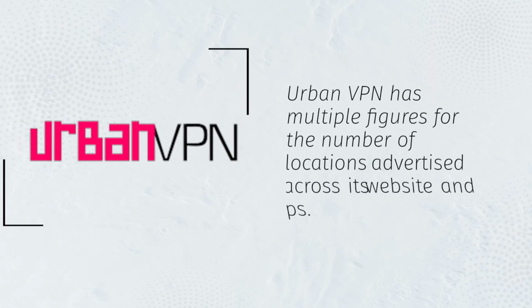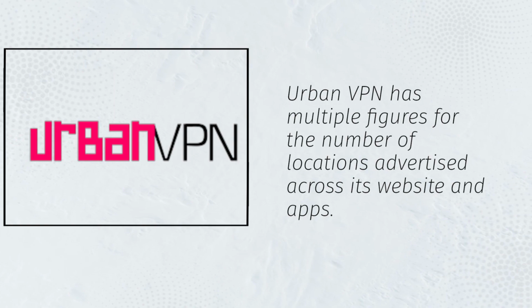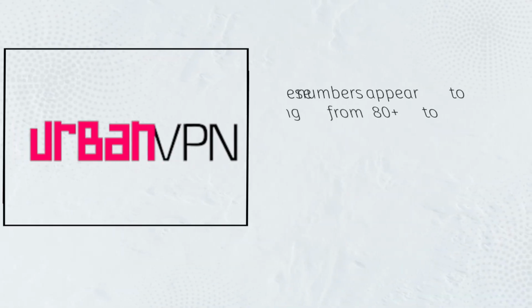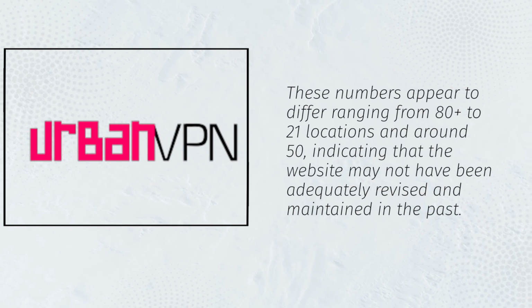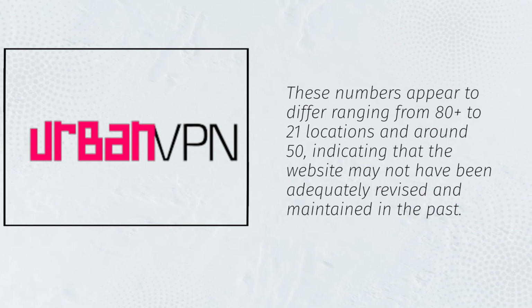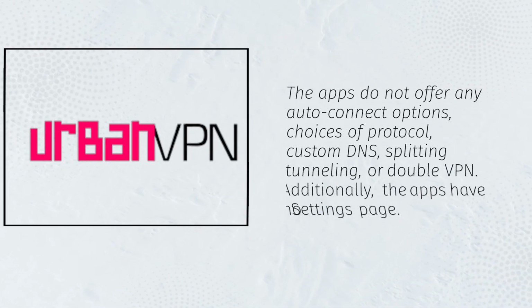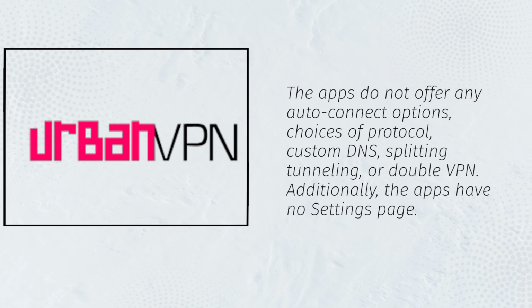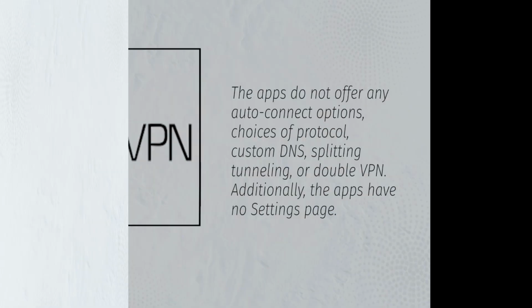Urban VPN has multiple figures for the number of locations advertised across its website and apps. These numbers appear to differ, ranging from 80 plus to 21 locations and around 50, indicating that the website may not have been adequately revised and maintained in the past. The apps do not offer any auto-connect options, choices of protocol, custom DNS, split tunneling, or double VPN. Additionally, the apps have no settings page.